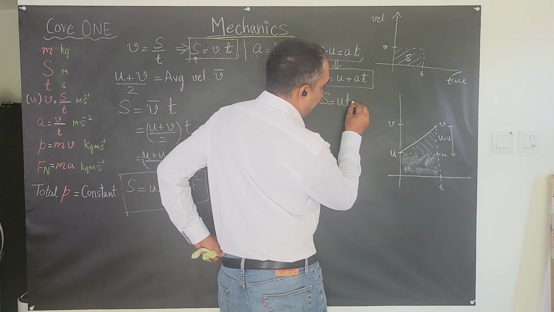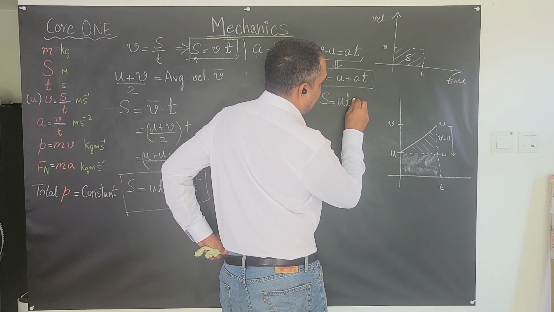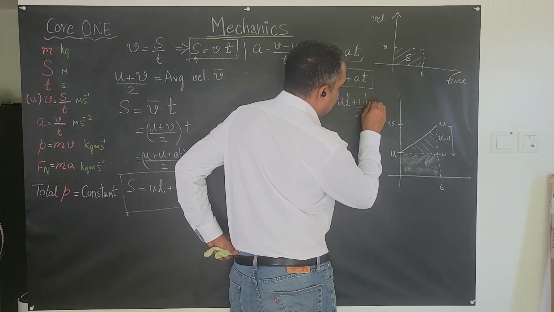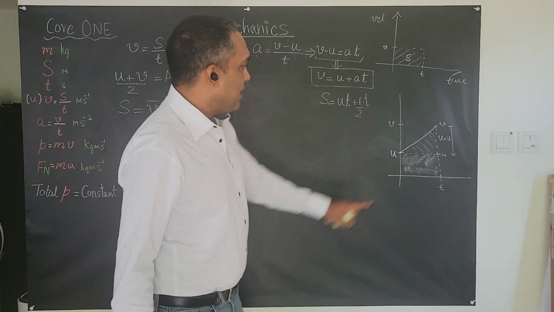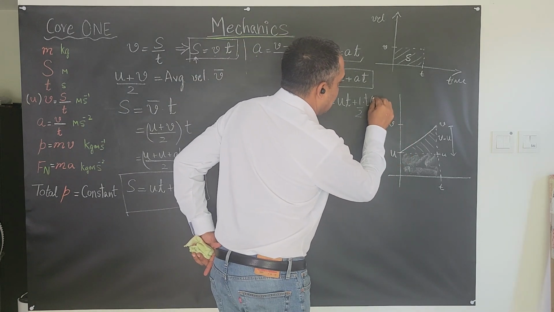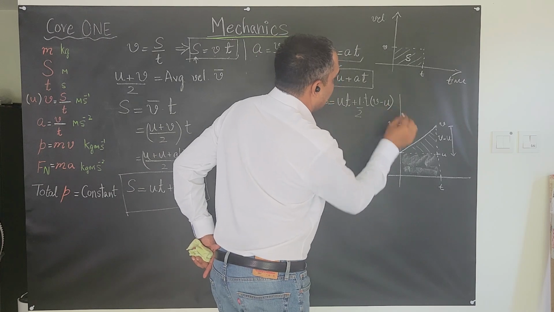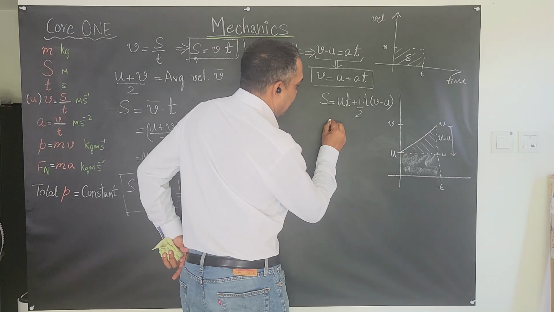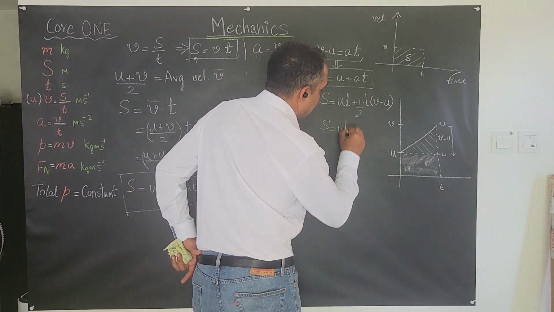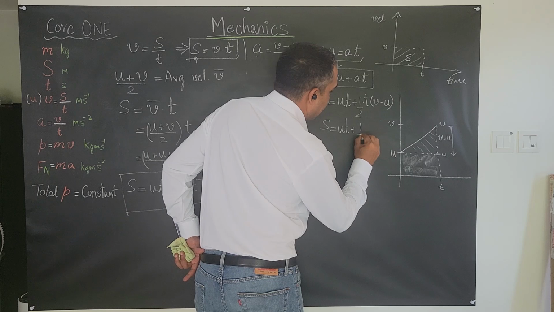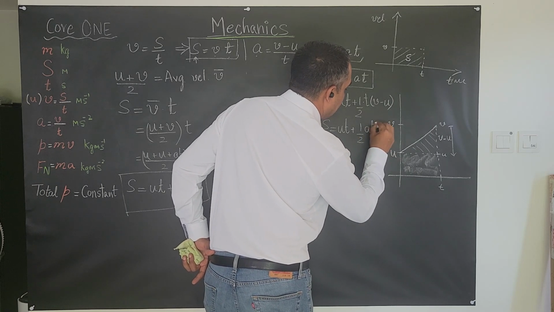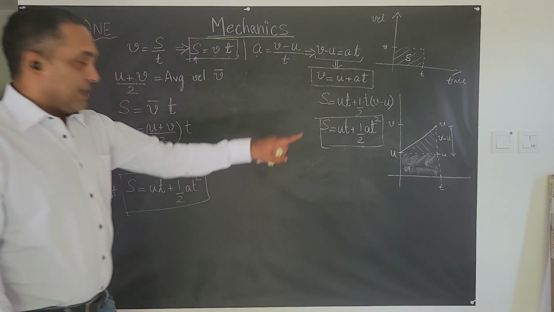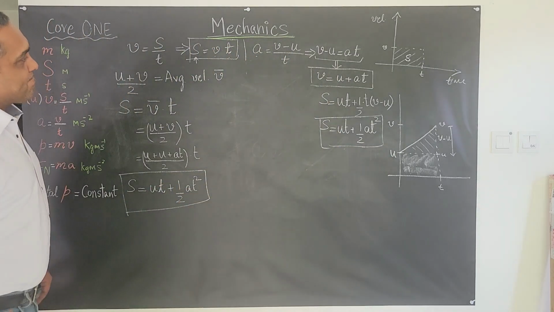Well, the area of a triangle is 1/2 base t, height v minus u. Aha, v minus u is at. And very easily, look at that. We are back. Graphic, very nice.